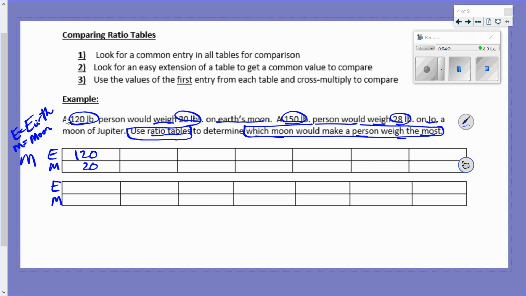Okay. So now I need to do my next entry. We'll go ahead and build this table before we go to the second one. So what am I going to do to get my second entry? What do you think, Shannon? I started at 120. How am I going to find my second entry?